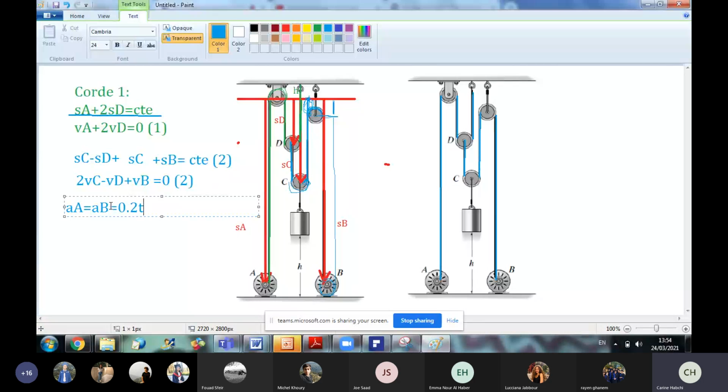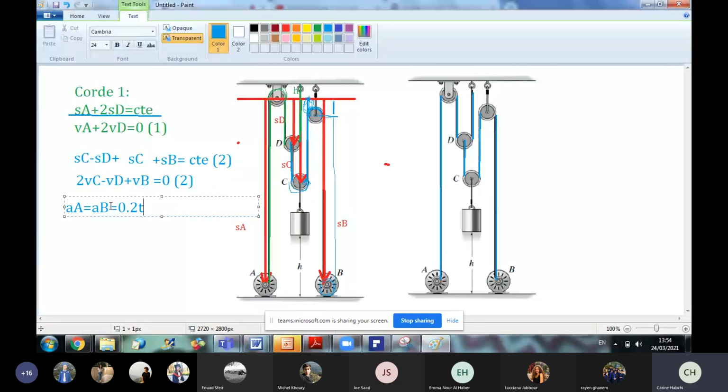Since delta SA is equal to delta SB, you can replace it in this equation. Then you can find a relation between delta SC and delta SD, and this will allow you to solve this system. Once you get delta SC as a function of time, and you know that delta SC is 4 meters, then you can find the time t.